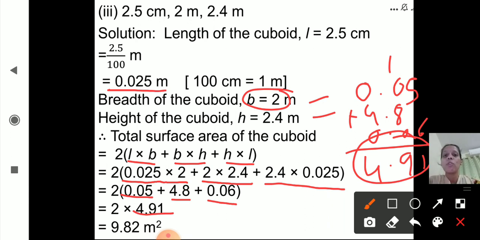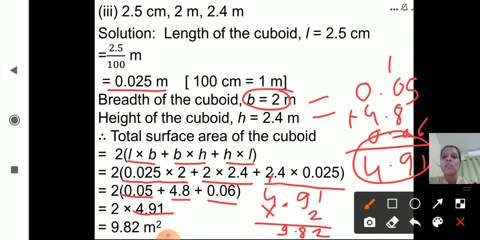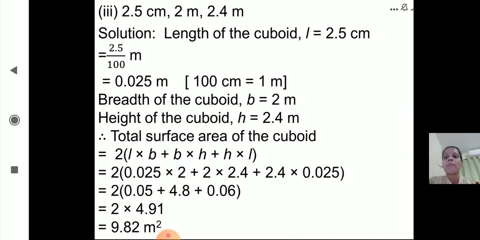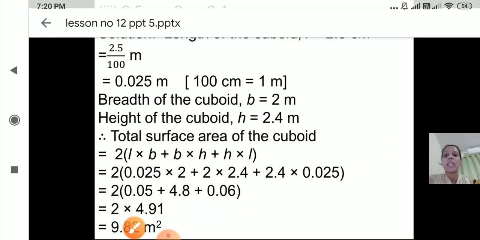So 2 into 4.91, because in the formula 2 is there outside the bracket. So 2 multiplied by 4.91. 4.91 into 2. 2 ones are 2. 2 nines are 18. 8 here, 1 carrying. 2 4s are 8 plus 1, 9. And put the decimal point here. Okay, so what is the answer? 9.82 meter square. Okay, unit also without fail you will write down. So this is the total surface area of the cuboid.